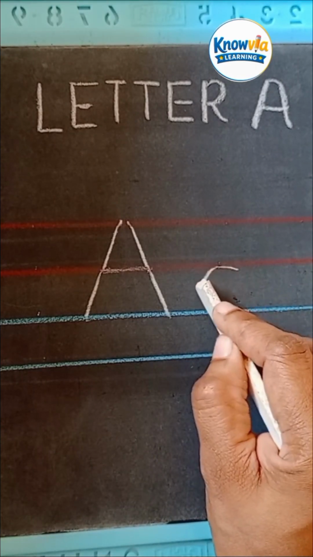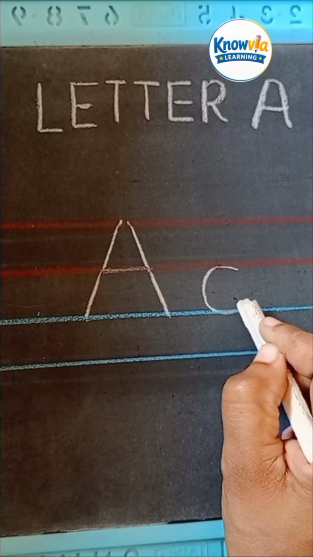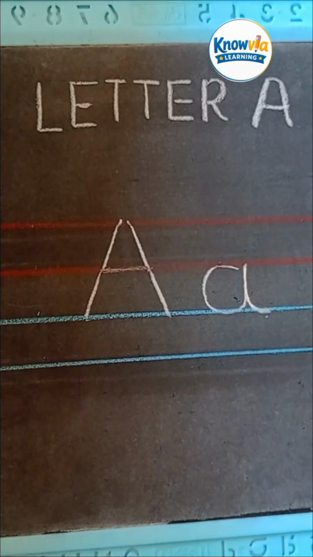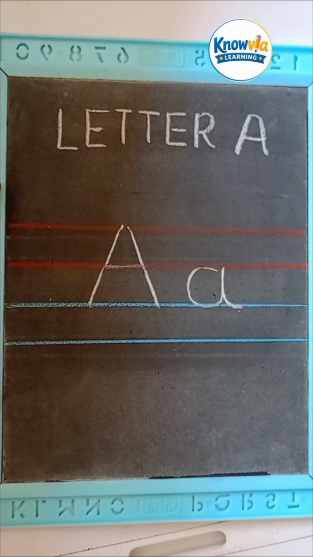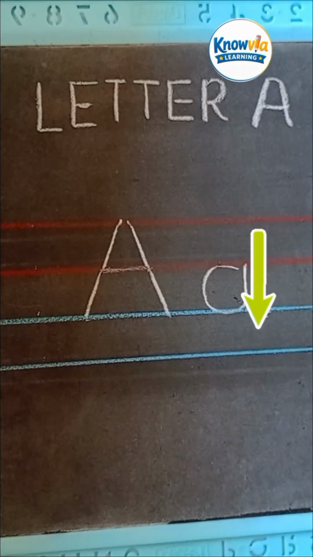Now we write a small a. First draw a curve, then draw a standing line. Now we have a small a. Repeat again. First draw a curve, then a standing line. This is a small a.